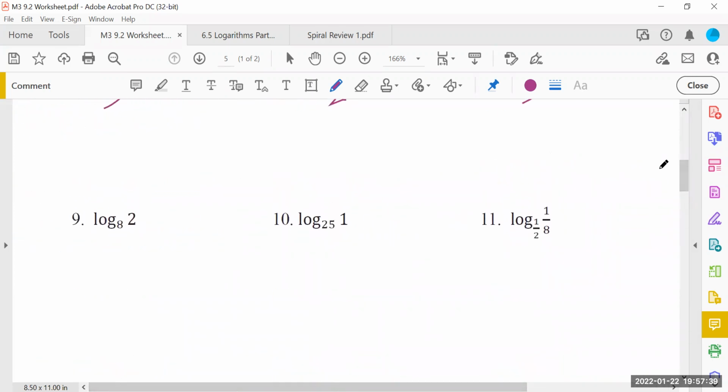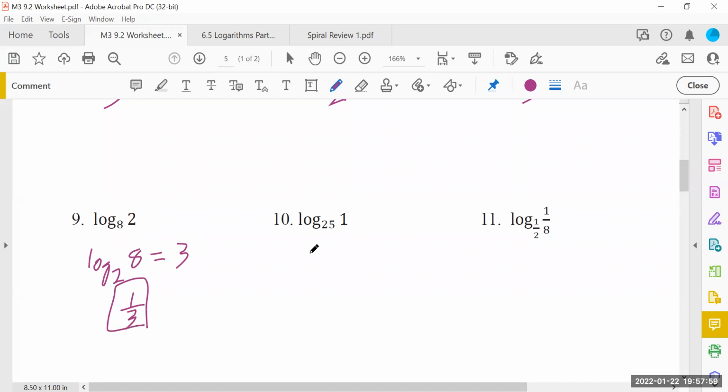Get the same thing happening with number 9 here. Log base 2 of 8. 2 to what power makes 8? Well, 2 to the 3rd power. So this one, they've been switched. So this is 1/3. Or the cube root of 8 makes 2.